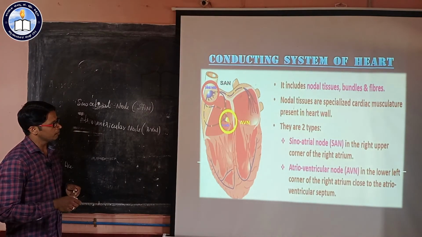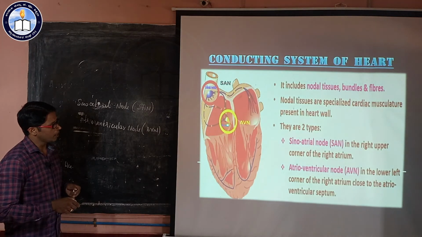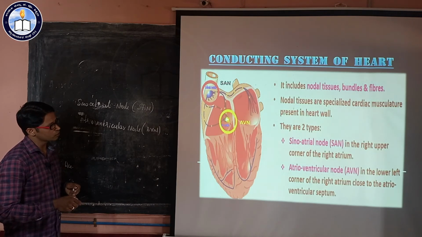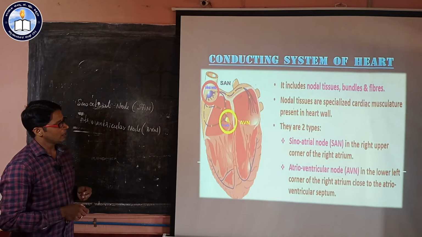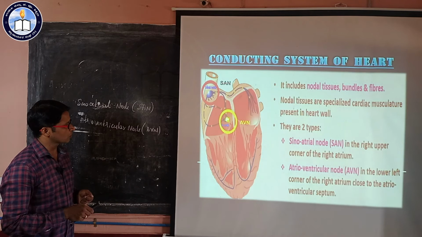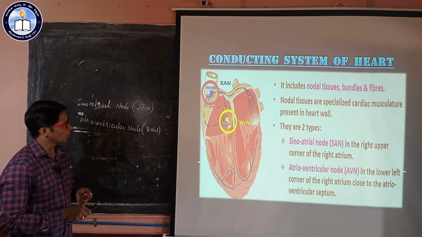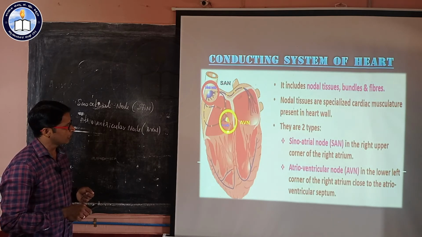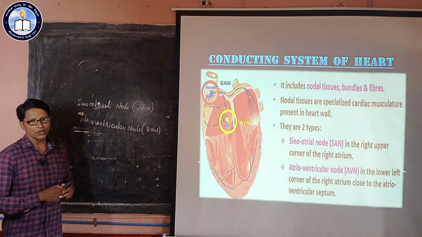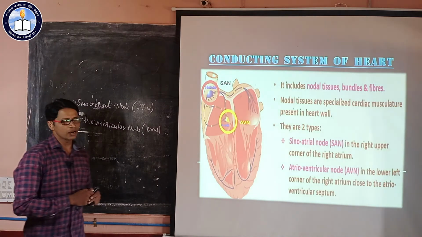This is the right atrium, so this is the lower left corner. The atrioventricular node is present at the lower left corner of the right atrium, very close to the atrioventricular septum, the septum that separates the auricle and the ventricle. So it is very much close to the right atrioventricular septum.